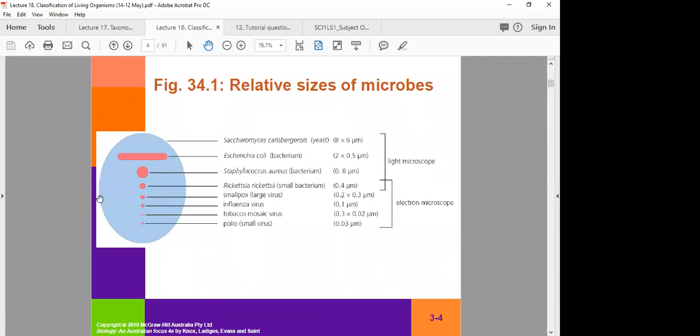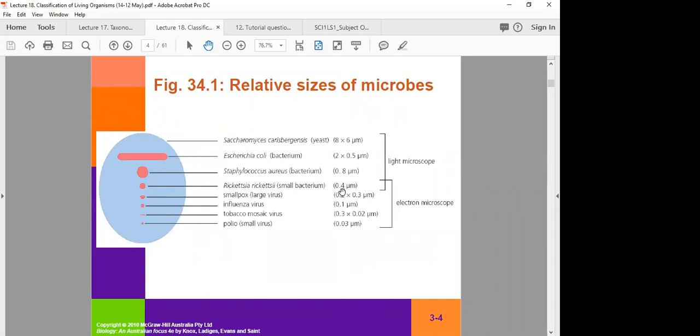In blue we have a single cell of a Saccharomyces. This is a yeast species. It's actually quite small as far as eukaryotic cells go, but let's have a look at this. Diameter 8.6 microns. And of course it is still much bigger than our prokaryotic cells, which are shown here. This is a typical size bacterium, Escherichia coli, which has these dimensions, 2 by 0.5 microns. A smaller bacterium, Staphylococcus aureus, 0.8 microns. And here's a very small bacterium, Rickettsia rickettsii, with a diameter of 0.4 microns.